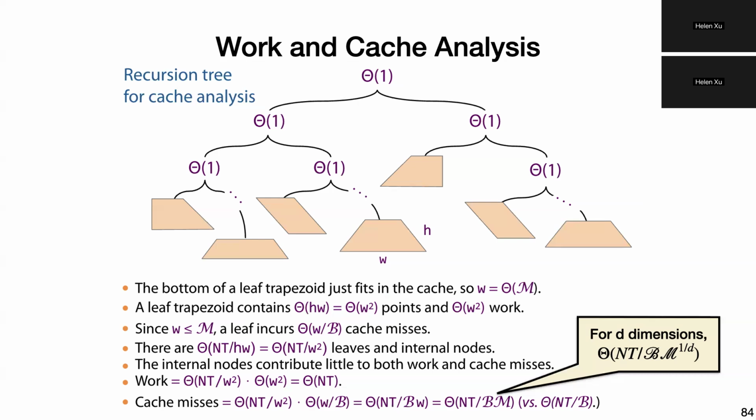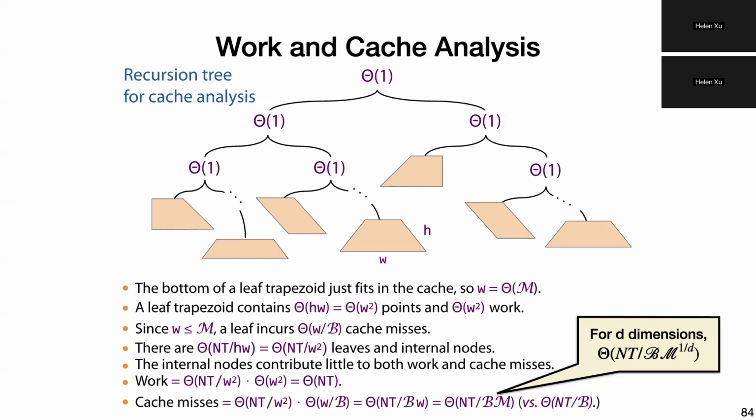For cache misses, since in this case w is at most m, the leaf incurs w over b cache misses. And so we're going to argue about both the work and the cache misses. There are nt over hw, which is nt over w squared, leaves. The internal nodes are also similar to leaves in this kind of binary tree, but the internal nodes are not doing many cache misses. All the work is at the leaves. So the work is the total number of points divided by the size of each subproblem times the work in each subproblem. So that's just nt.